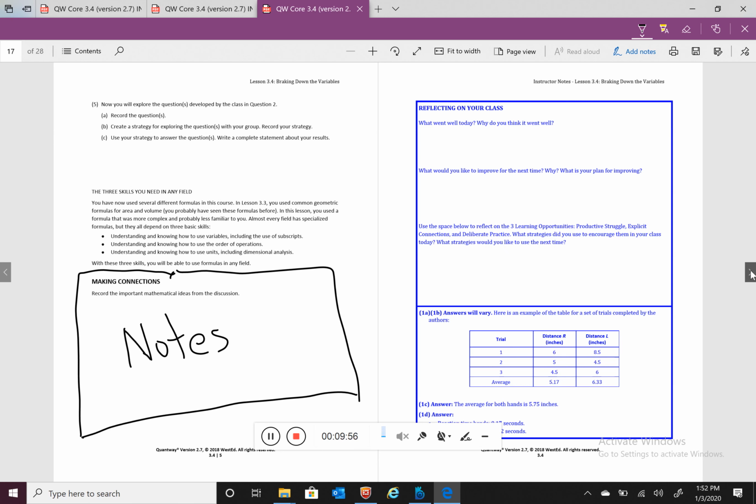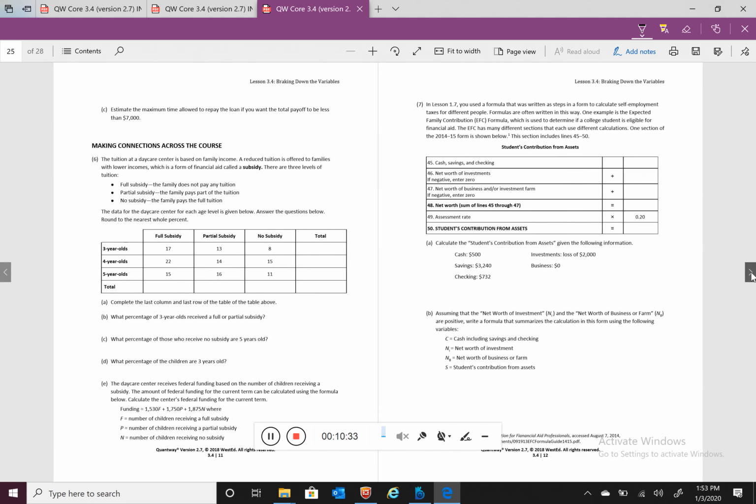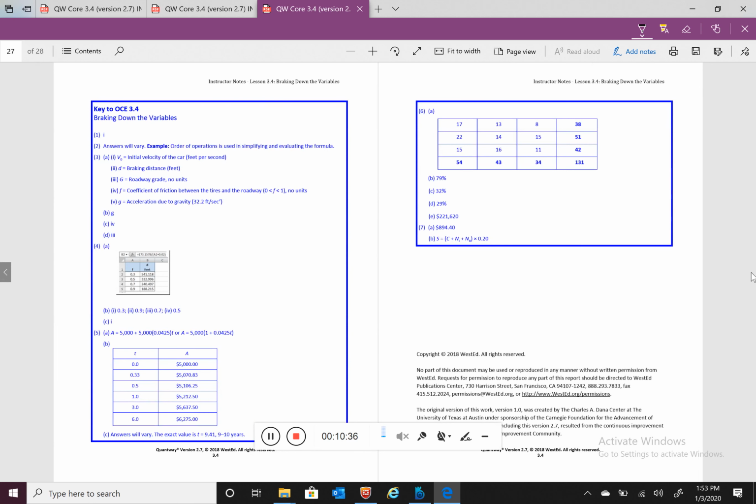Now, after this lesson is completed, the last part of this lesson, lesson 3.4, is the out of class exercises. Now notice this is all student, nothing's in blue. And so the out of class exercises start with making connections to the lesson. And this comes back from the making connections discussion that you had. Then we get into the actual heart of the lesson. So making sure that they're actually able to go through the objectives. And then for your help at the end of this lesson, you can see we're back into blue now, is our key.